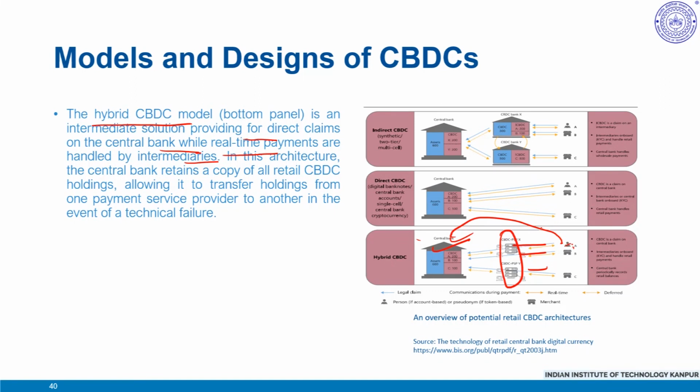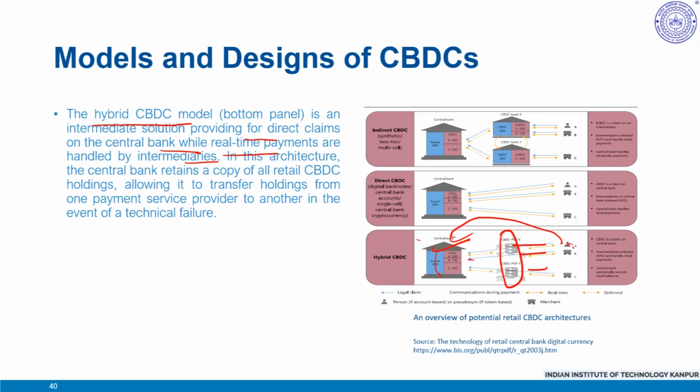In this architecture, the central bank retains a copy of all the retail CBDC holdings. So it has to maintain all the copies because it is the ultimate final party where the claim will be made, allowing it to transfer holdings from one payment service to another in the event of technical failure.